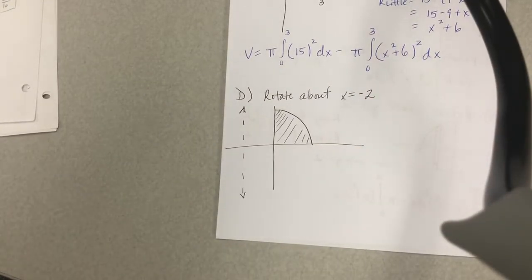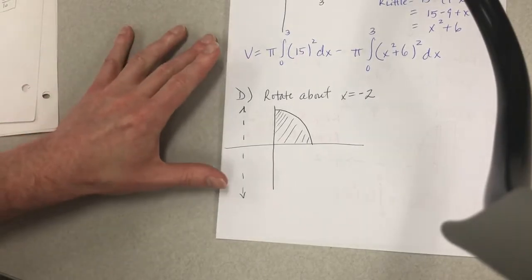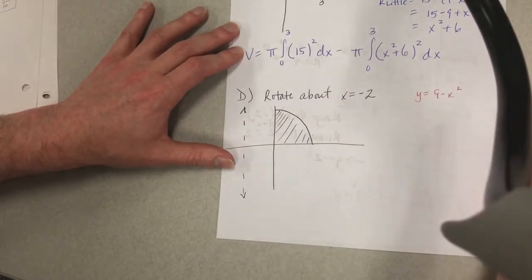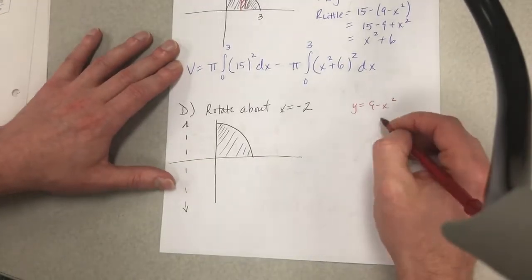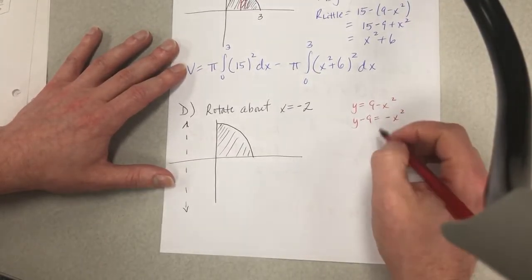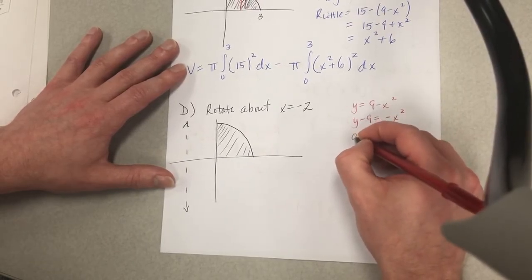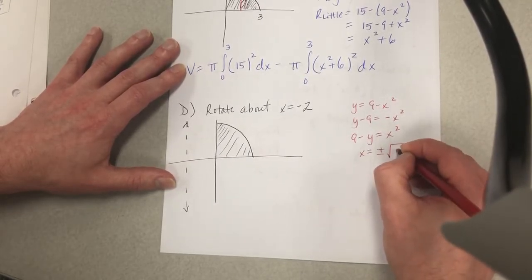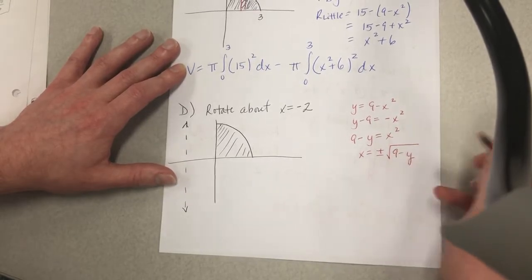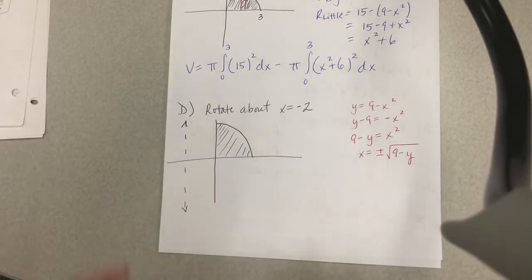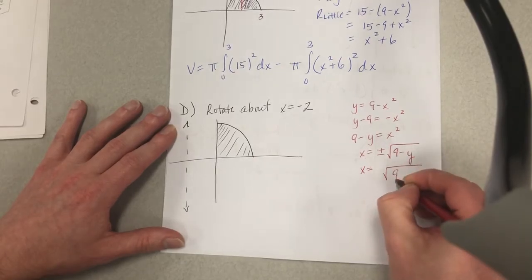So what we're going to do is you have to solve for x equals. So we had y = 9 minus x squared. So anytime we have a vertical axis, you have to solve for x equals. So this is y minus 9 is equal to -x squared. And we are going to divide both sides by the -1. So x is equal to plus or minus the square root of 9 minus y. Now, we are going to be in the positive region because we're in quadrant 1. So we're going to use the positive branch.